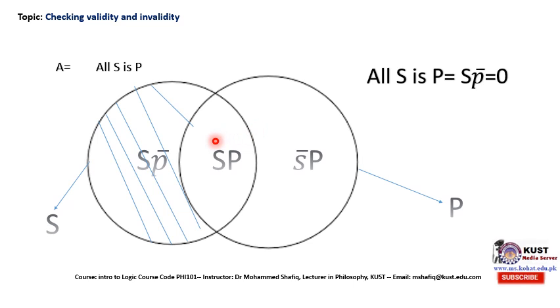To recap it, we have the individual diagrammatic representation of all S is P, that means a universal affirmative, like all Americans are farmers or all human beings are mammals. So we showed it in the previous lecture.